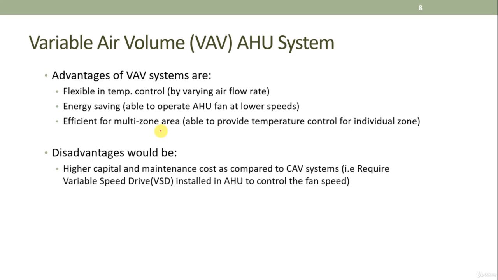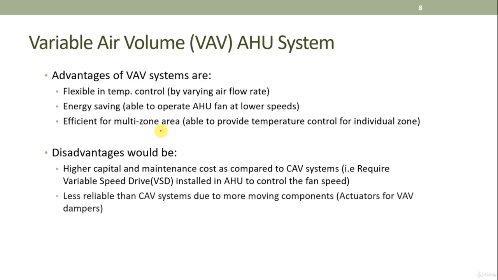The disadvantages will be higher capital cost because now you have additional components such as the static pressure sensor and the variable speed drive. All these will cost more. It is less reliable than the CAV system because of more components and more sensors. The actuators for the VAV damper are one area where it can fail. If the static pressure sensor, let's say, is installed at the wrong location, or starts to give inaccurate readings, then it may affect your controls.